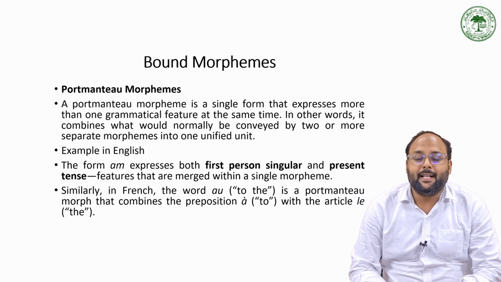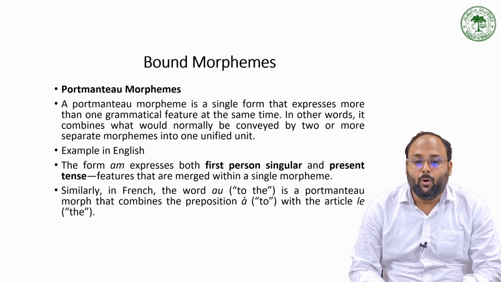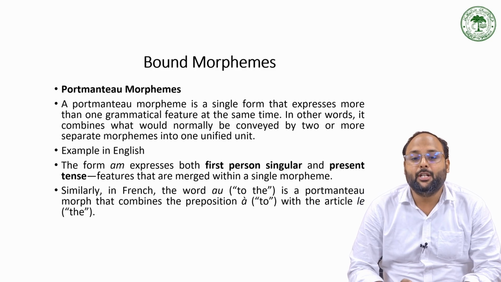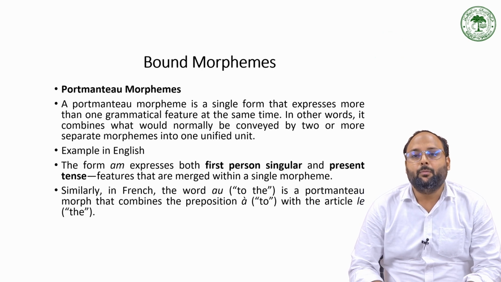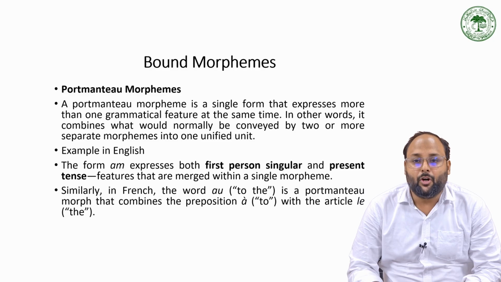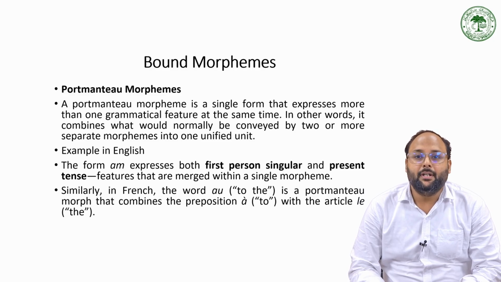So we have the English example "am". So "am" expresses both the first person singular and the present tense marking. So these features are merged within the single morpheme "am". Similarly in French, we have an example like "au", meaning "to the", a portmanteau morph that combines the preposition "à" with the article "le". So that is the portmanteau morpheme. So a portmanteau morpheme simply means one form represents more than one feature.